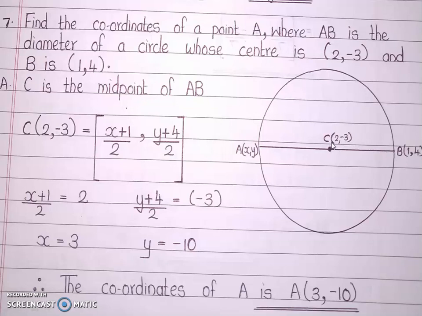So using midpoint formula, we can say that the x coordinate of C is equal to x plus 1 by 2 and the y coordinate of C is y plus 4 by 2. Equating, x plus 1 by 2 is equal to 2 and y plus 4 by 2 is equal to minus 3. So you will get the coordinates as x is equal to 3 and y is equal to minus 10.